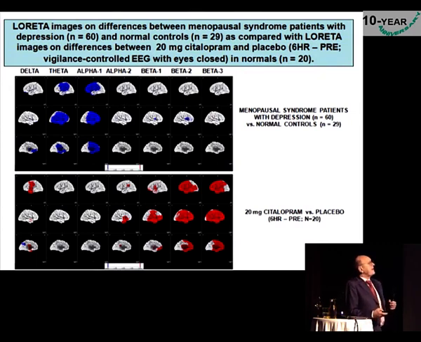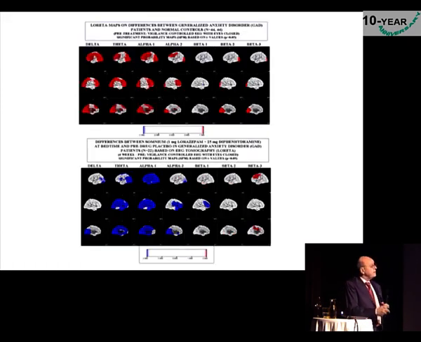Now, next question, depression, for instance. These are patients with menopausal syndrome and depression as compared with normal controls, 60 patients. They show a decrease of theta and alpha LORETA power, suggesting a decrease of vigilance, while, for instance, when I look at a drug given to them, citalopram, an activating antidepressant, there is an increase of power, specifically in the fast activity bands, which means vigilance promotion. Next is, for instance, generalized anxiety disorder. Generalized anxiety disorder as compared with normal controls is in the upper part of the picture, and the lower one is the effect under treatment as compared with placebo, just opposite changes.